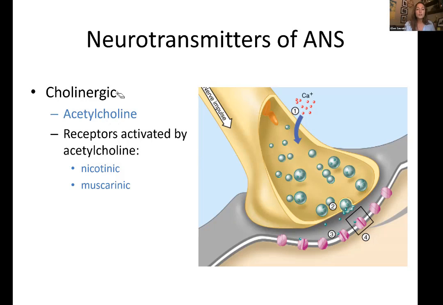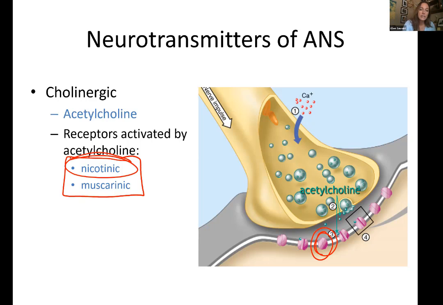Now we have two different receptors. Both of these receptors, a nicotinic and a muscarinic, respond to acetylcholine. So it can be pretty specific, and you can actually block one or the other. So if acetylcholine is a neurotransmitter being released, then the receptor on the other side could be either a nicotinic in one location or muscarinic in another location.